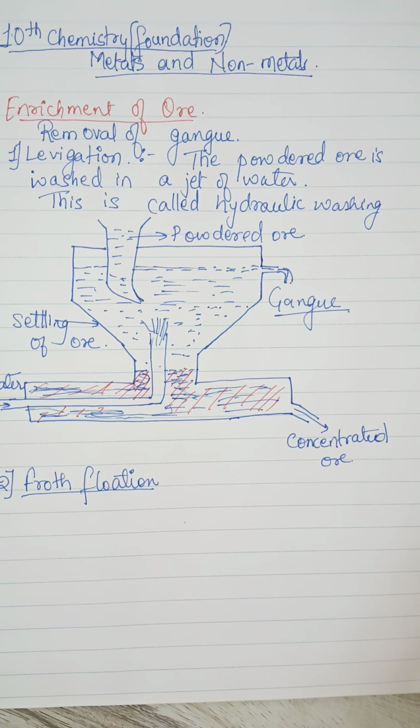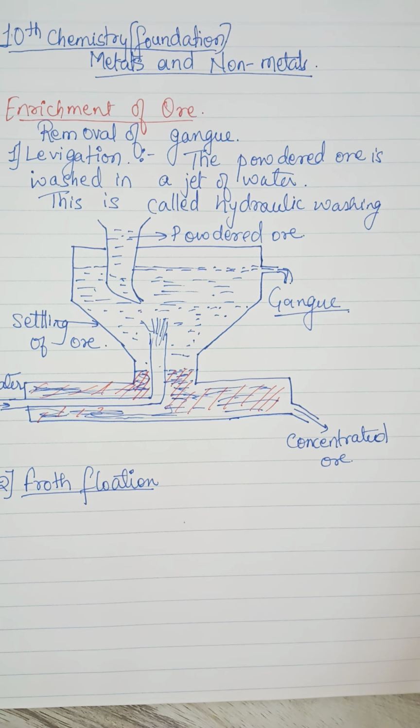Okay, we grind it into a very fine powder. Then we mix it with water and a small amount of oil in a tank. So we add water, the powdered ore and a small amount of oil in a tank. Then air is blown into the mixture. Okay? Because if the air is blown, definitely there will be formation of froth. That is why the name froth flotation comes.